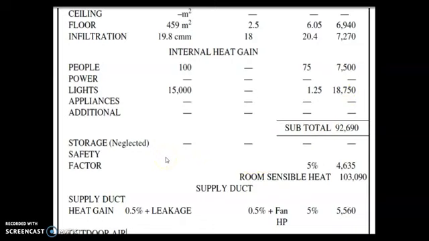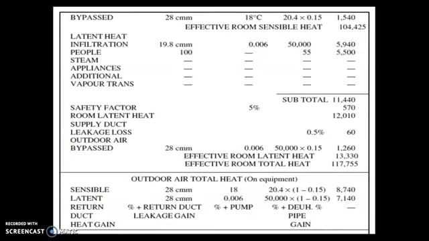Here we consider the factor, so 5% of the value. For the supply duct, here we calculate the heat gain through the duct. So here in the problem, 5% is taken, 5% plus leakage value.